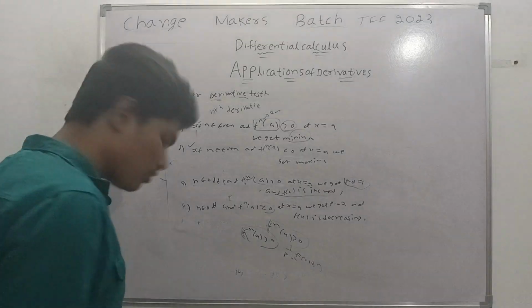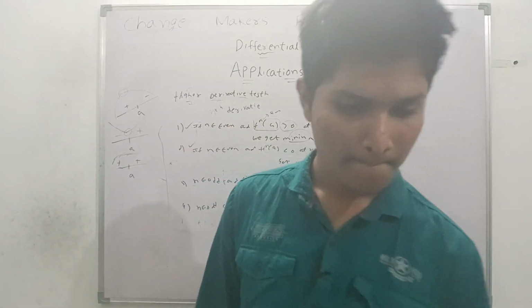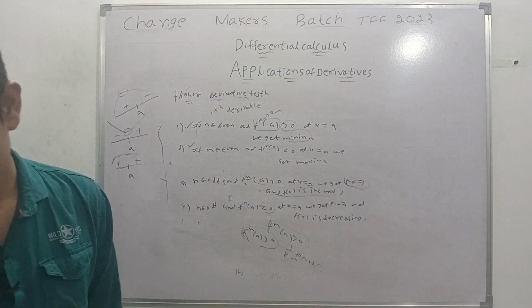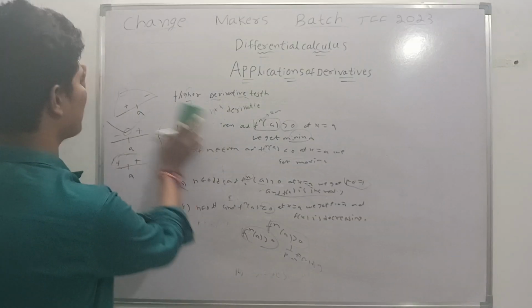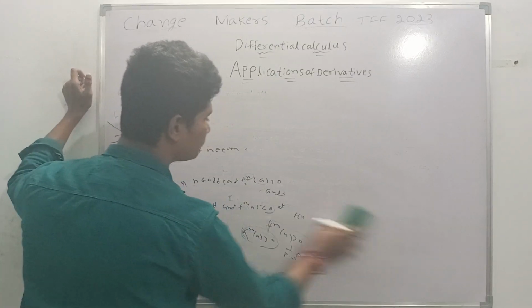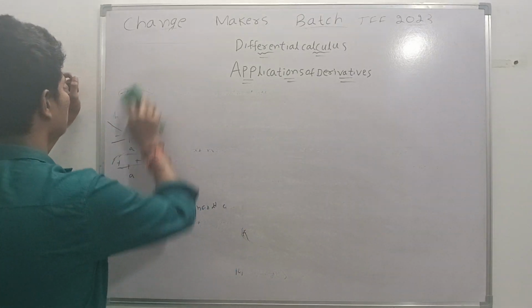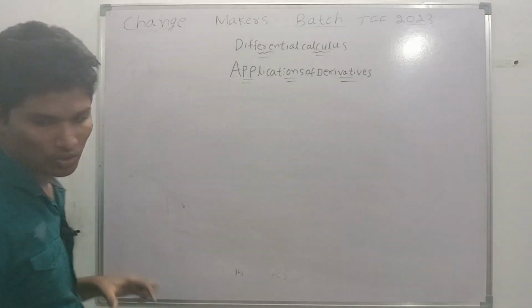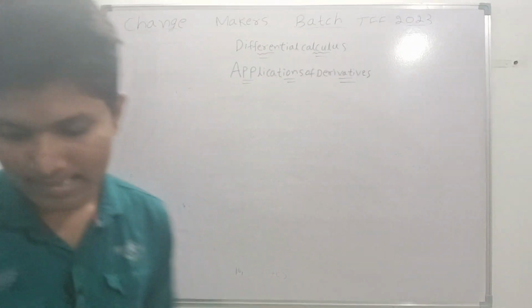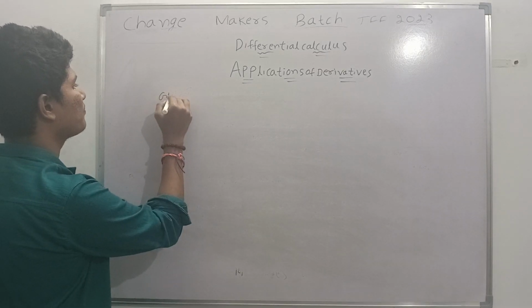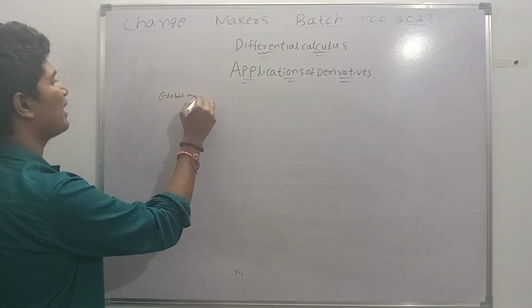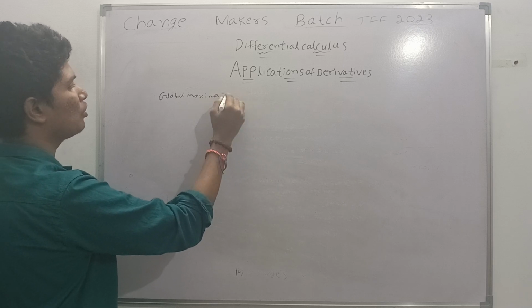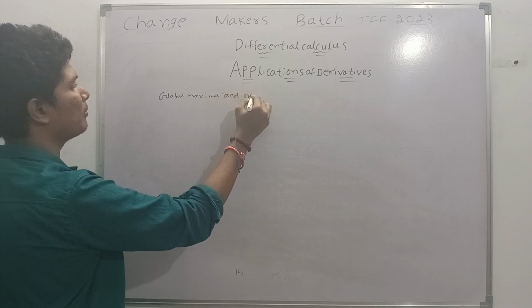And now, where is the duster? So this is the complete higher order derivative test. And now let's discuss the global maxima and global minima.